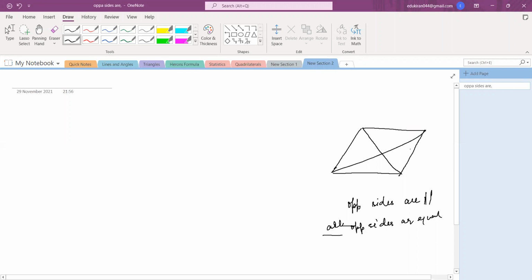Mridula, you said it has two diagonals, but any figure can have diagonals, so this is not a property. So this is your rhombus ABCD with its diagonals. It is given that ABCD is a rhombus, so that means AB is equal to BC is equal to CD is equal to AD. This is given to you.